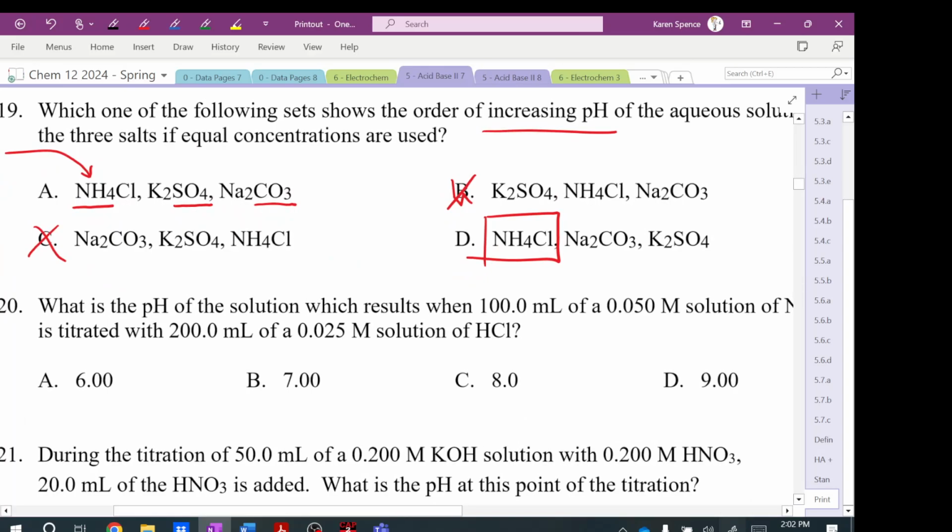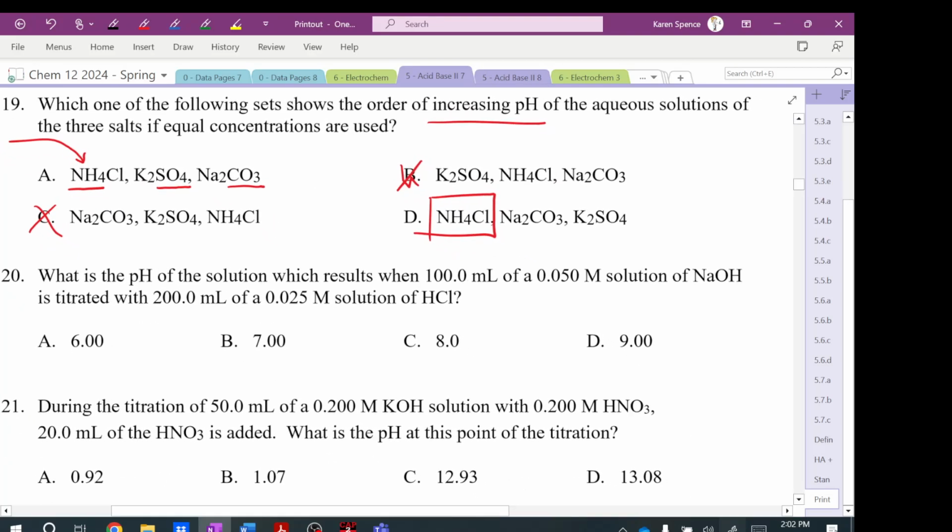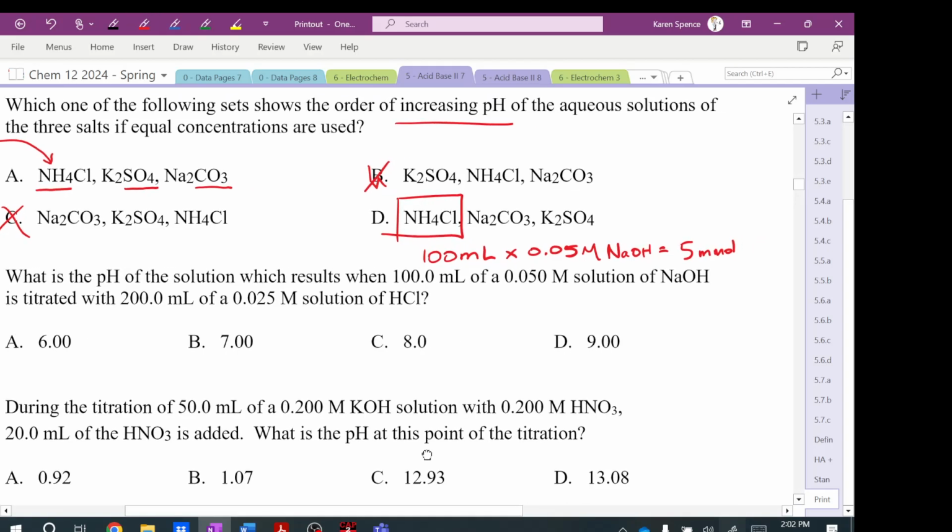All right. What is the pH of the solution that results when we mix 100 milliliters of 0.05 molar NaOH? So 100 times 0.05 is 5. So we have 5 millimoles of NaOH.